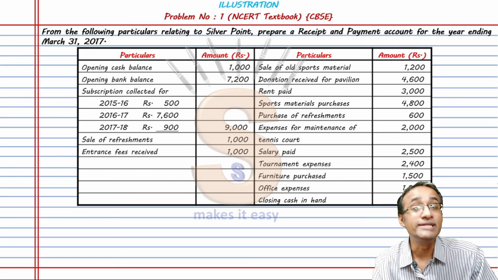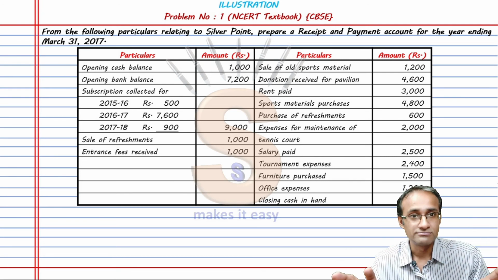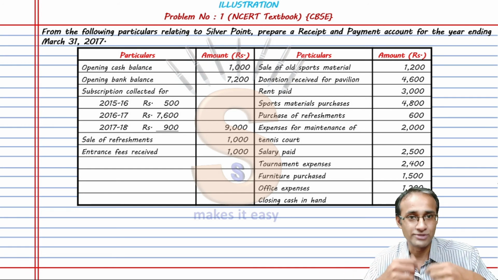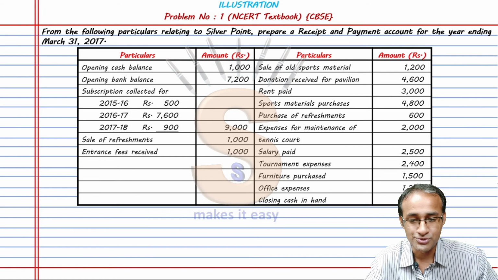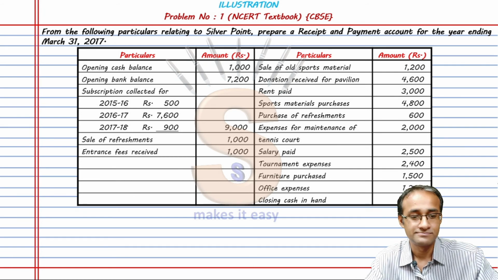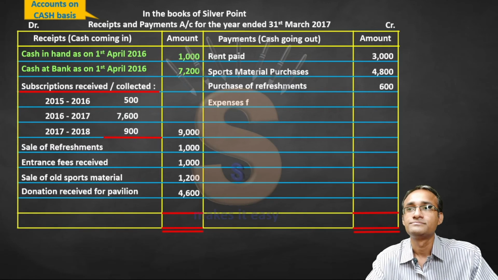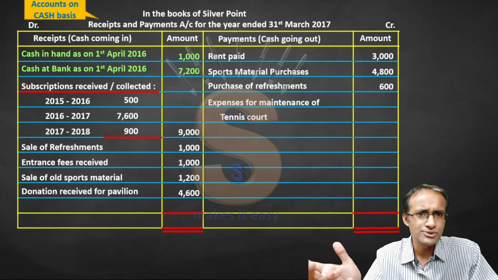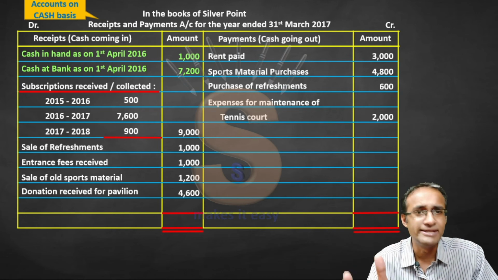Expenses for maintenance of tennis court. Okay, so every stadium, every pitch has to be maintained, so you have to spend, so 2000 rupees. Expenses for maintenance of tennis court, if it doesn't fit in one line, write in 2 lines, no complaints, nobody is going to complain, 2000.